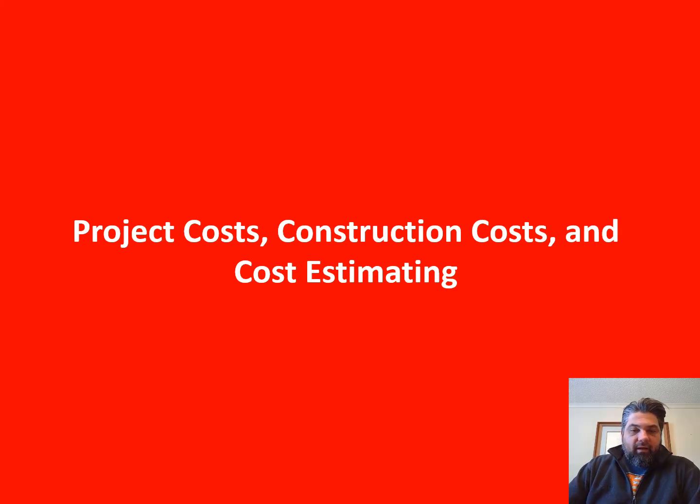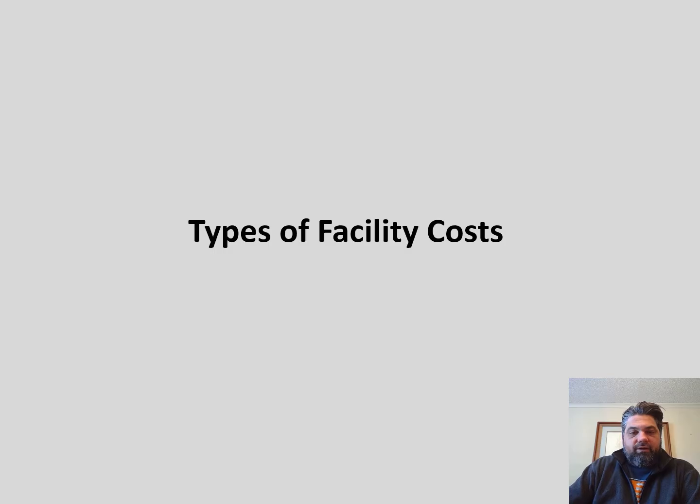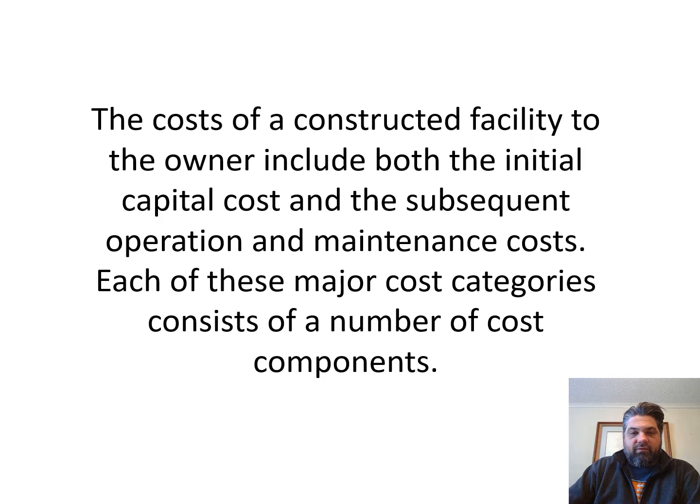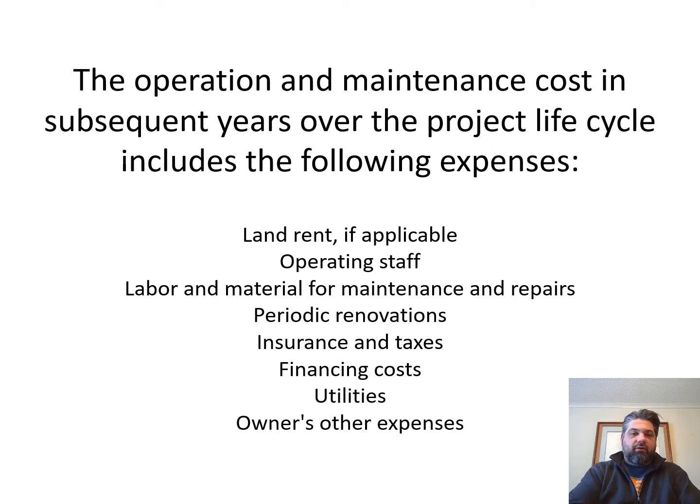So now let's talk about project costs, construction costs, and cost estimating. I want you to understand that there are types of facility costs. There's the cost to construct the facility, and then there are the costs assigned to the operation of the facility, or things outside of the actual construction of the project. Sometimes we're asked to think about the operation and maintenance cost in subsequent years over the project life cycle.